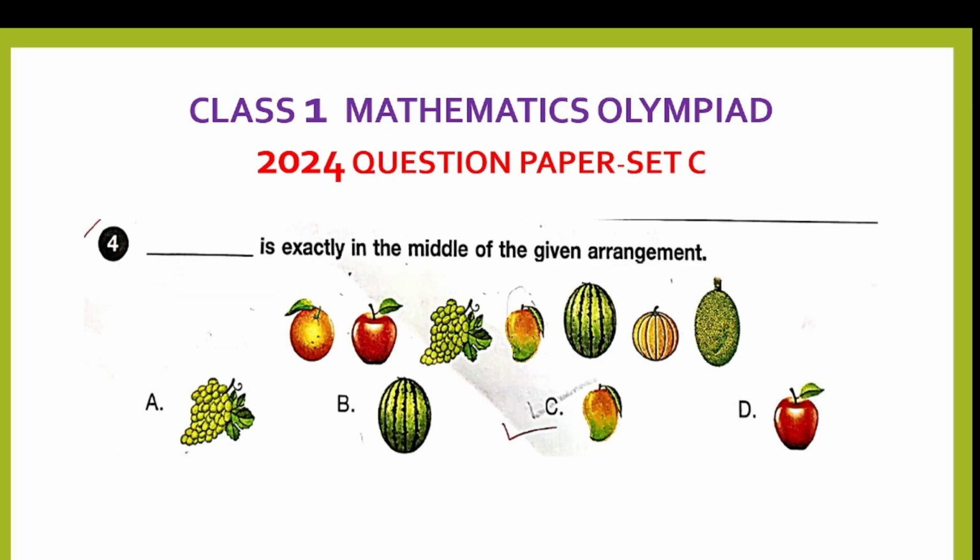Next question. Dash dash is exactly in the middle of the given arrangement. So we have the given arrangement and we have to find the exact middle object, right? So we can cancel out the last items. Similarly here we can cancel, similarly here and here. That's why we can easily find the middle object, that is mango, and mango is in option C. Therefore option C is the correct answer.